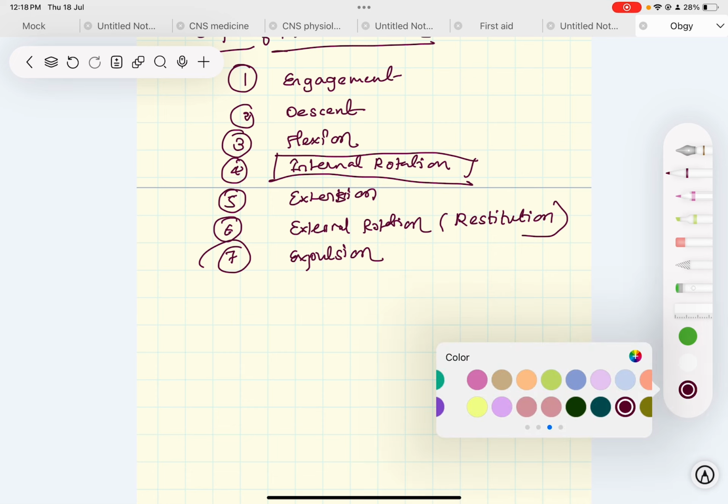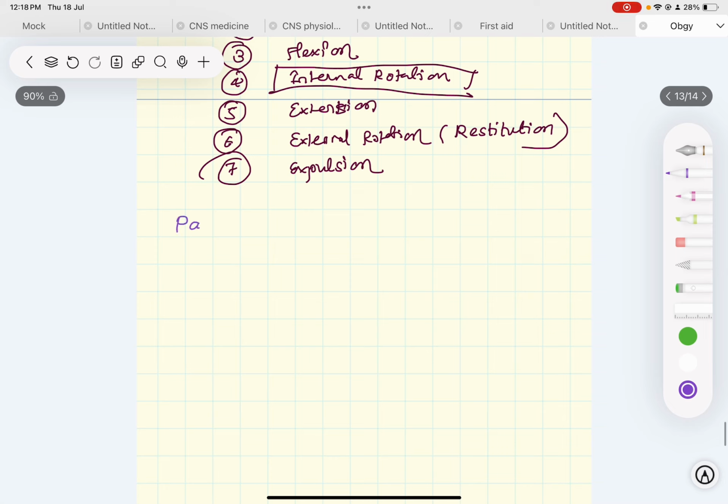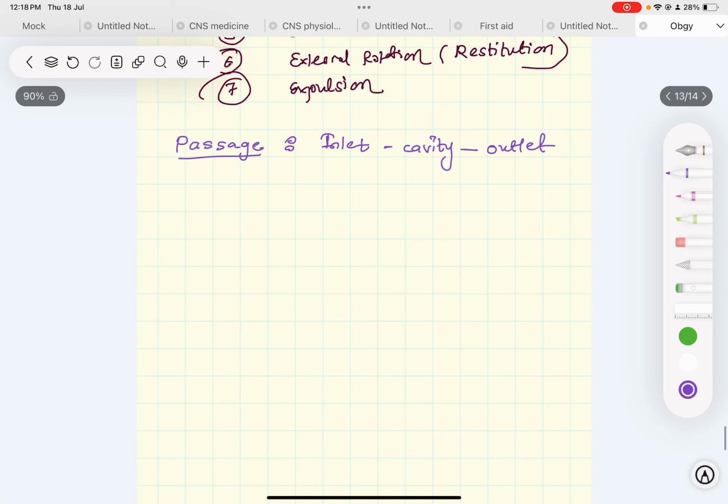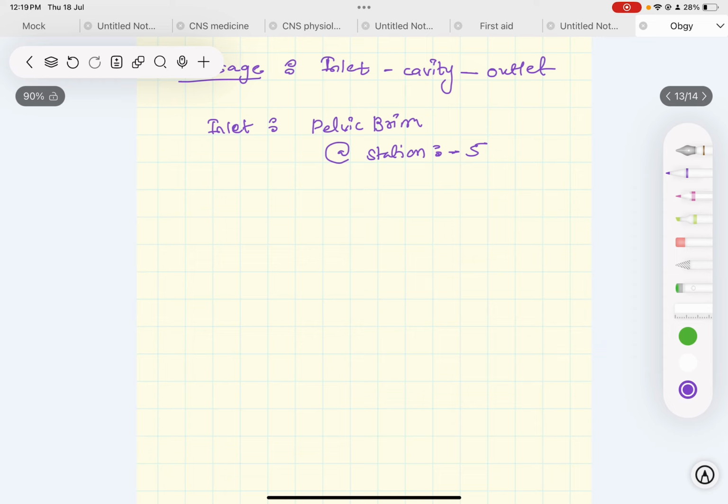Now we have to learn about the passage part. So in the passage there is the inlet, cavity and outlet. So first talk about the inlet. The inlet is the pelvic brim and it is at the station of -5.